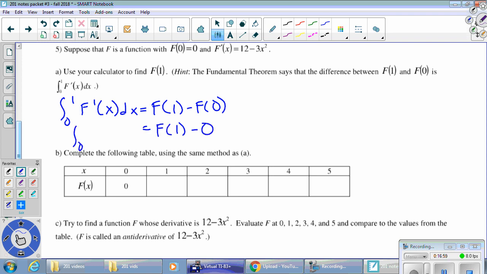And this integral is something that we can type onto the calculator. As soon as we type this, we need parentheses here because it's more than one term. As soon as we type this on the calculator, we'll be able to calculate f of 1. So let's do that.